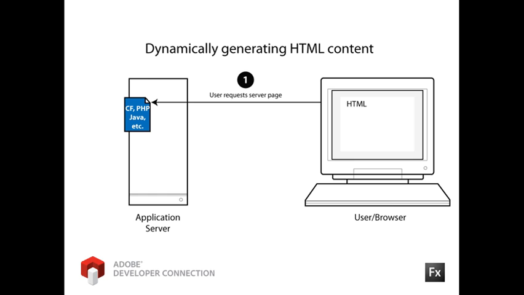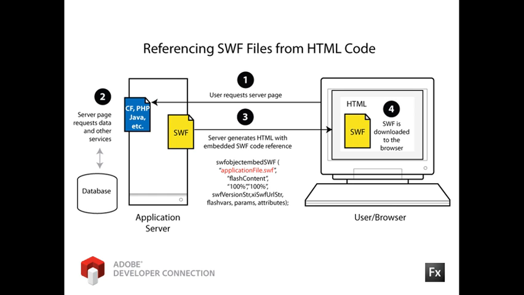The first two steps in this process are the same. The user requests a server page, which in turn requests data and other services. However, now when the server generates the HTML code, there is an embedded SWF file reference. When the HTML code gets to the browser, the browser requests that the SWF file be downloaded and rendered in the Flash Player. Note that the SWF file can be the entire application viewed in the browser, or it could be just a small widget that is part of a larger HTML page.